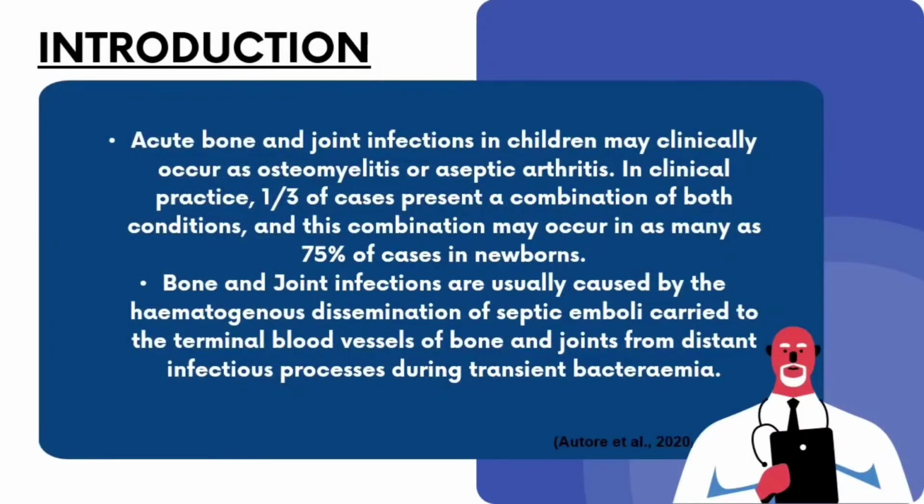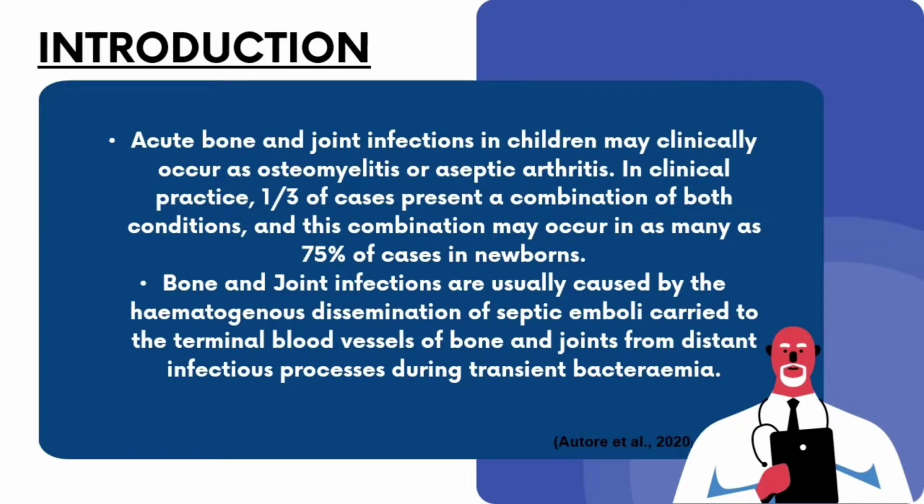Acute bone and joint infections in children may clinically occur as osteomyelitis or septic arthritis. In clinical practice, one-third of cases present a combination of both conditions, and this combination may occur in as many as 75% of cases in newborns.